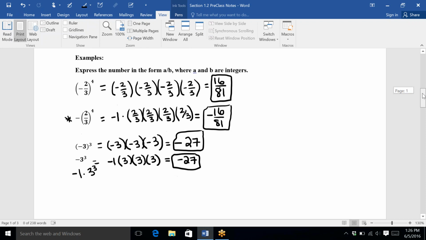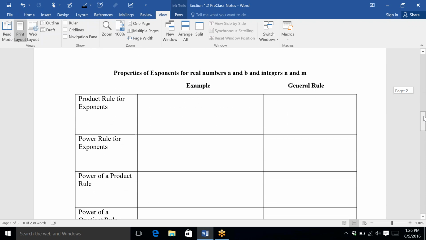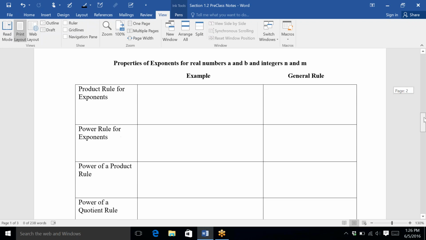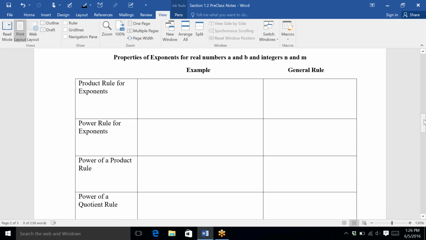Okay, let's look at some review of rules. So, properties of exponents for real numbers a and b with integers n and m. We're going to look at some examples, and then I'm going to give you a general rule for these. You probably remember most of these, but it's good to review them again because we assume that you know this, but it's better to watch it and make sure that you really do know it.